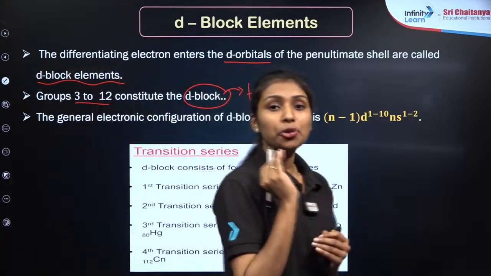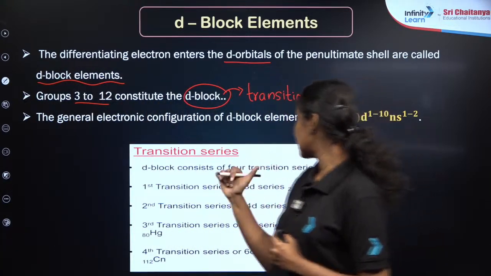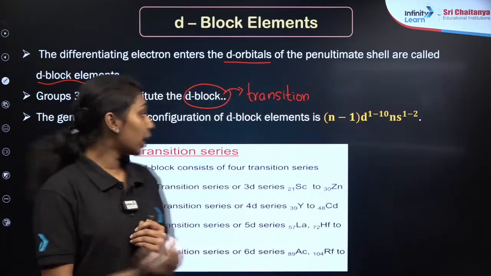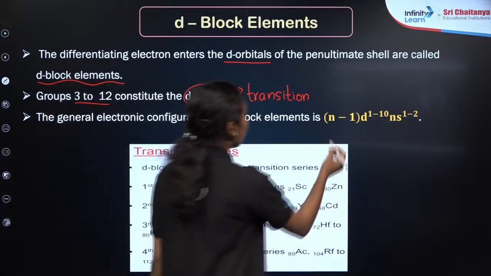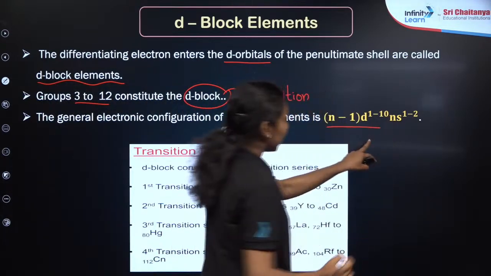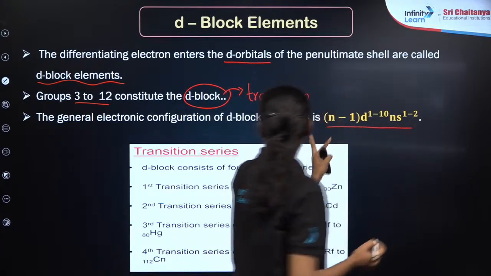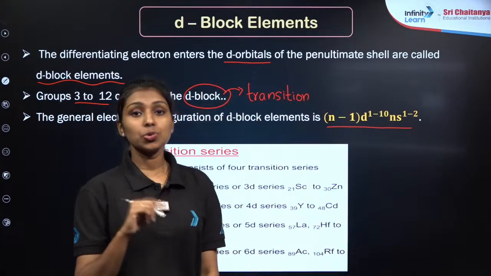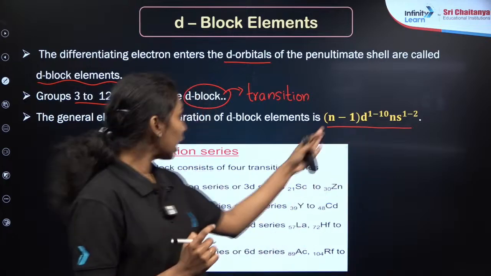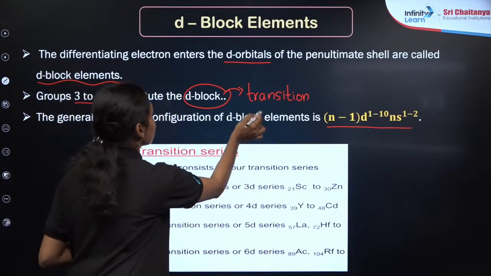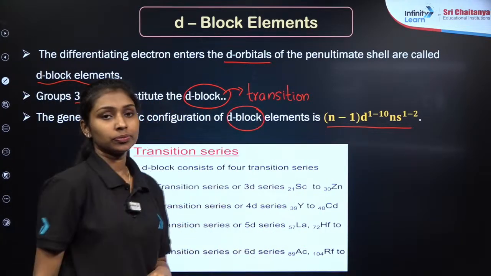Then, moving into the electronic configuration of d block elements, we can see that the general electronic configuration of these d block elements is (n-1)d 1 to 10, ns 1 to 2, right? (n-1)d 1 to 10, ns 1 to 2. This will be the general electronic configuration of d block elements. Clear?